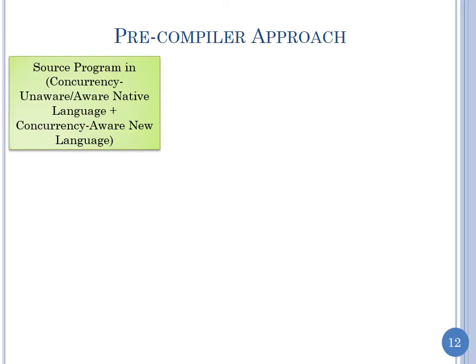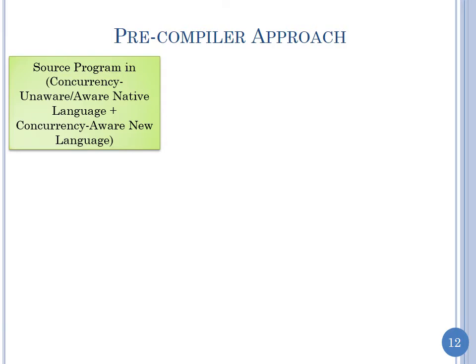Okay. So now the precompiler, in general, can take a program in a language that's totally concurrency unaware. You can take C, for instance. Assume that C has no concurrency awareness. You can build a precompiler that converts a C program into a Java program, where Java is concurrency aware.